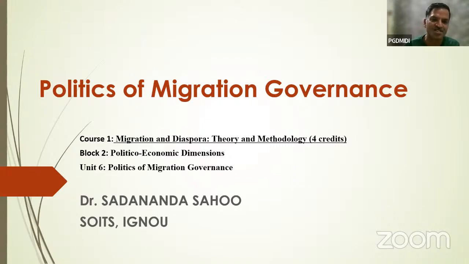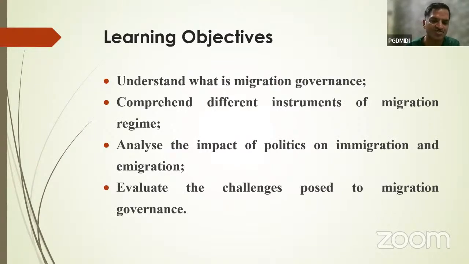This is Course 1, Migration and Diaspora Theory and Methodology, Block 2, Politico-Economic Dimension, and the unit is Politics of Migration Governance. The main objective of today's class is to understand what migration governance is, comprehend different instruments of the migration regime, analyze the impact of politics on immigration and emigration, and evaluate the challenges posed to migration governance. Unless there is proper migration governance, migrants will be very vulnerable, and what we talk about migration and development will be highly challenged.